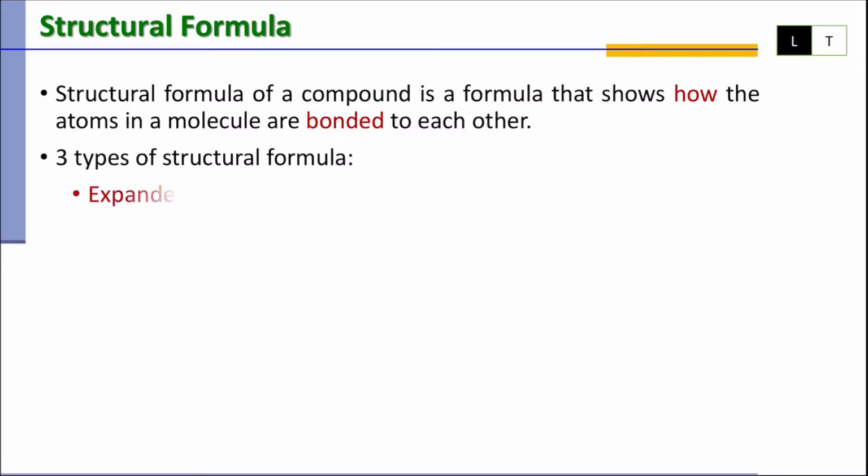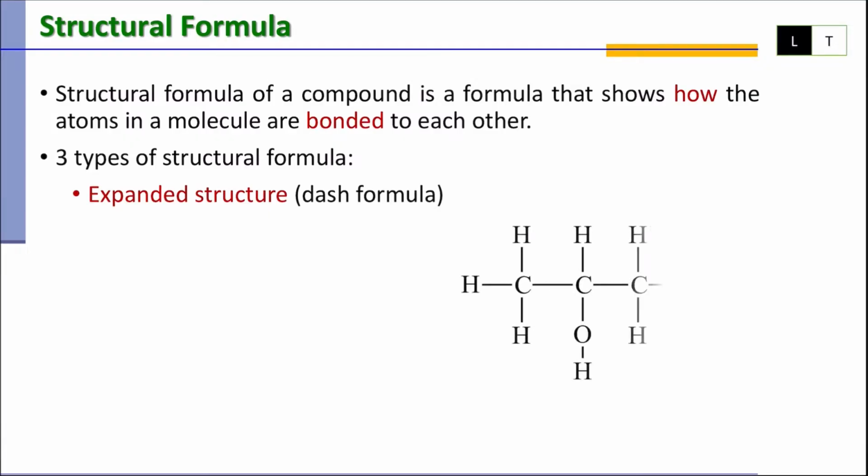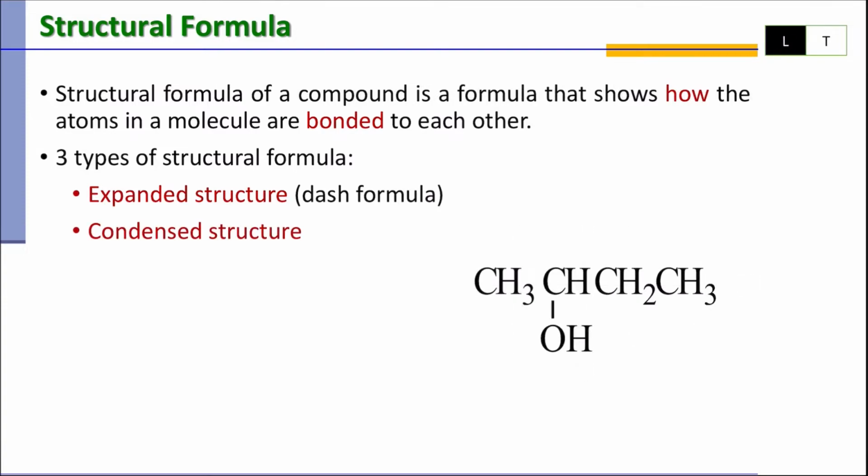The first one is expanded structure. Another name for it is dash formula. Kenapa nama ni diberikan dash formula? If you take a look here, this is the example. You expand everything. It means that you open all the bonds between all atoms, even include the bond between oxygen and hydrogen here. So that is expanded structure. Kita buka semua.